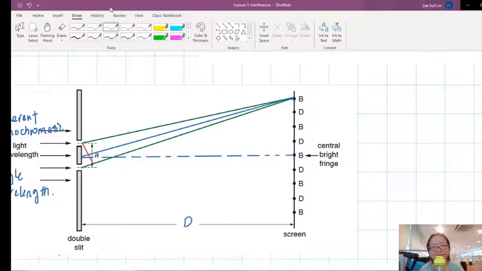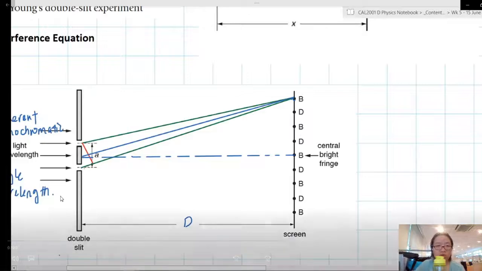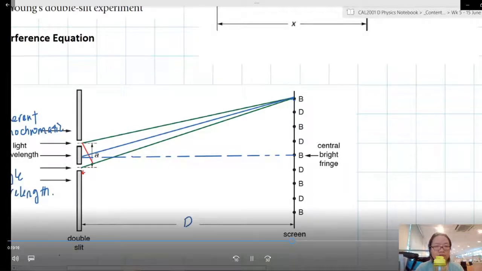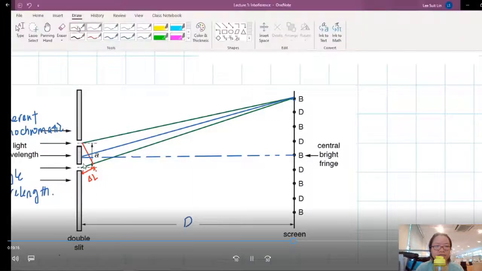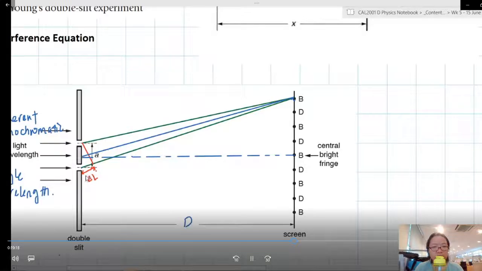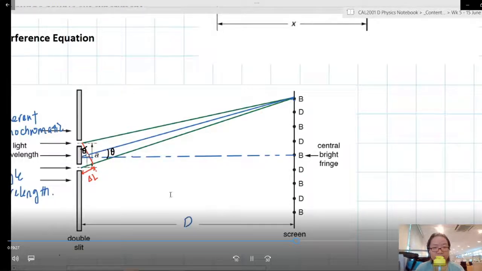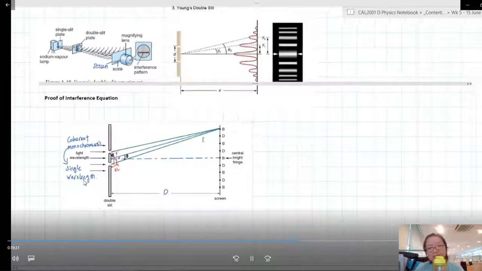Since both waves, let's say wave 1 and wave 2, from this slit and this slit, will travel a distance of delta L. Let's say this angle is theta. These two lengths are very long comparatively, so this one here would be theta. If you can see, that'll be great. If you can't see, here's the proof.